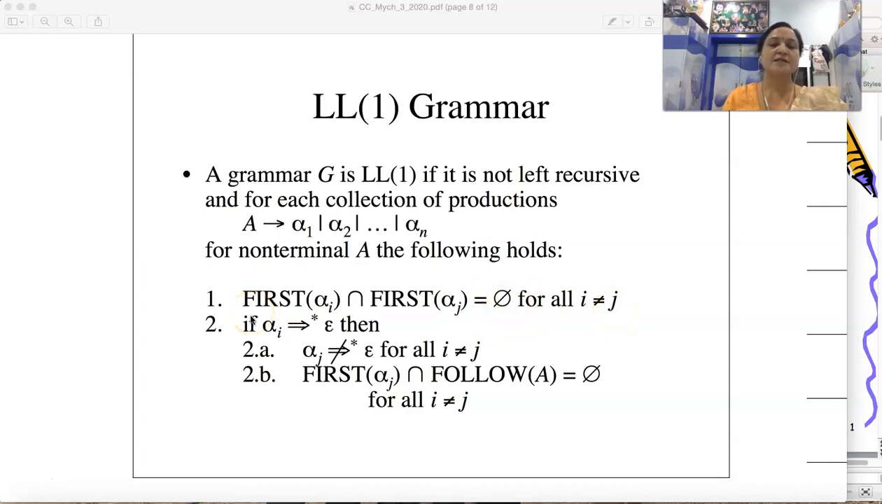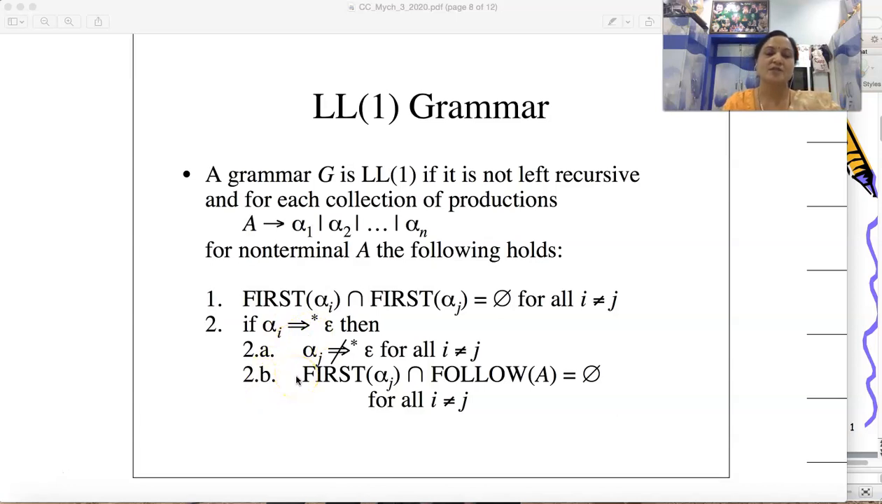The next condition is that if any of these productions alpha 1, alpha 2, alpha i derive epsilon in 1 or 2 steps, then alpha j should not derive epsilon, because if both derive it then alpha 1 also will remain absent and alpha 2 also will remain absent. That is not allowed. So either one of them can derive epsilon, but both of them cannot derive epsilon.